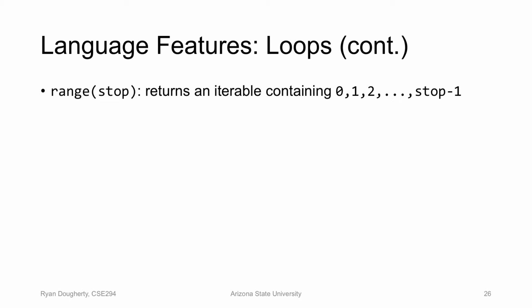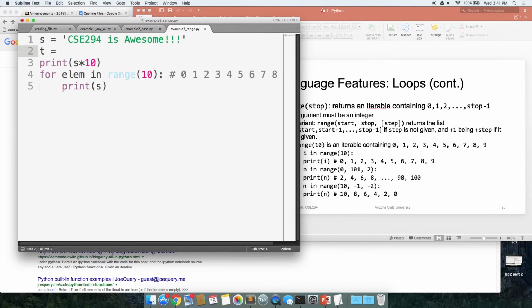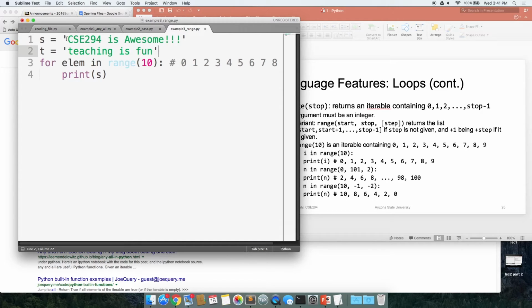So it basically just returns, in one sense, a list containing the numbers 0, 1, 2 up to the parameter minus 1. Obviously, the argument must be an integer, right? Because if you pass in something else, that would be a problem. What if I had some other string like "Teaching is fun," but I wanted to print "CSE294 is awesome" the number of characters in t?